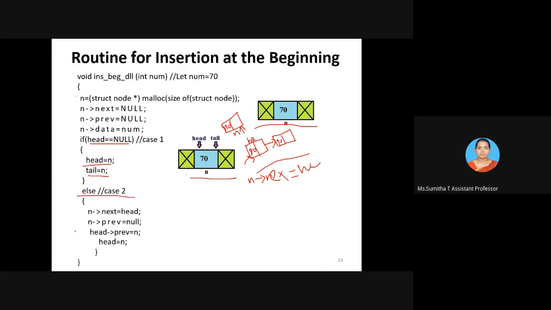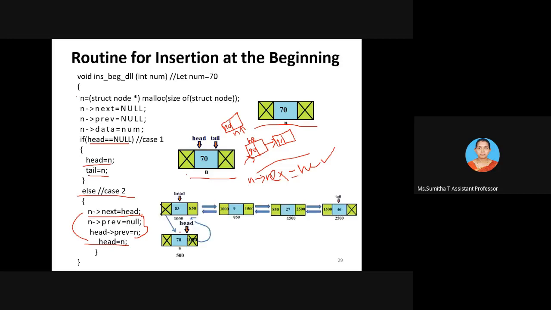N of next equal to head. Already in the singly linked list we did n of next equal to head, and likewise we can infer head equal to n from the singly linked list. So two lines are like the previous one. Another two lines I have added for doubly. What is that? N of previous equal to null.